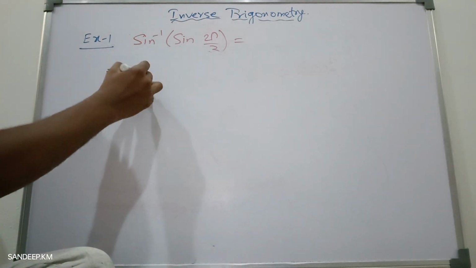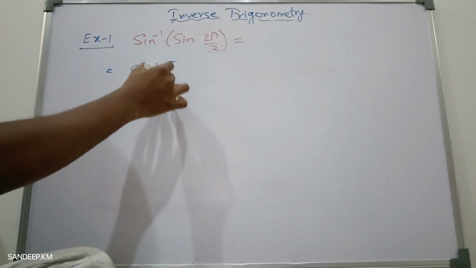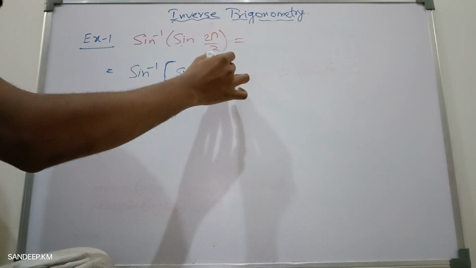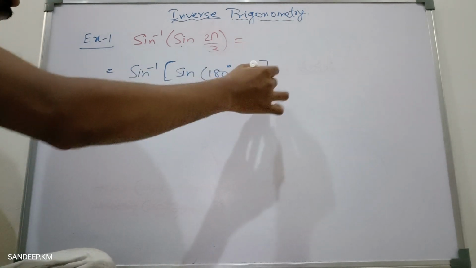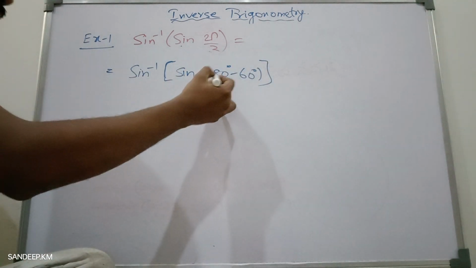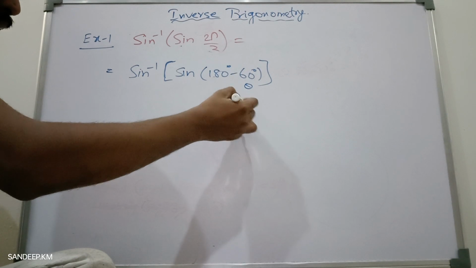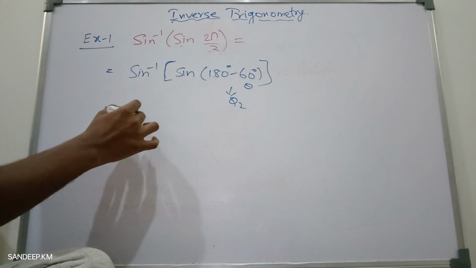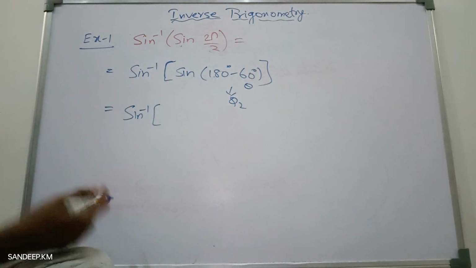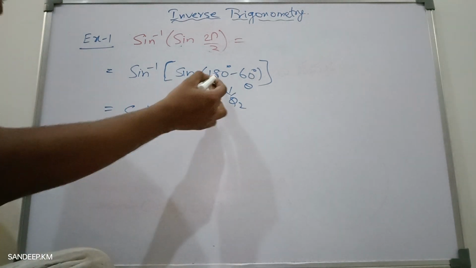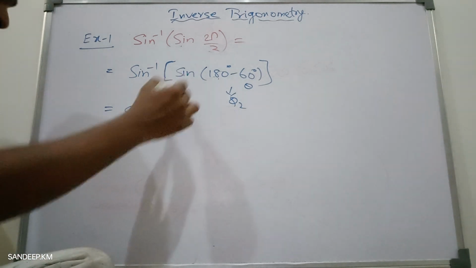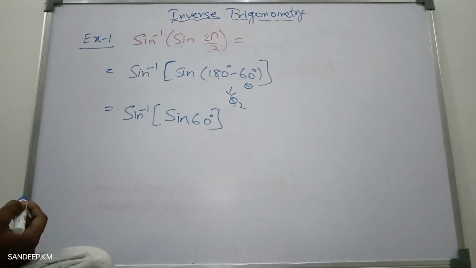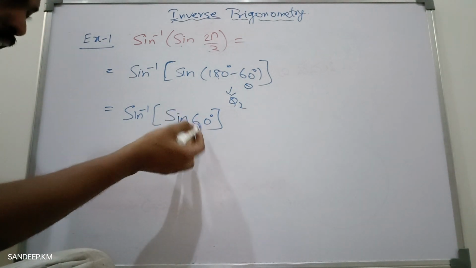So sine inverse of sine 120 degrees. Sine 120 degrees is going to be sine of 180 minus 60. 120 degrees is 180 minus 60, and 180 minus theta is in the second quadrant. We know that in the second quadrant sine is positive. And of course sine remains sine because 180 is an even multiple of 90. So sine will be sine 60. Now 60 degrees means pi by 3.